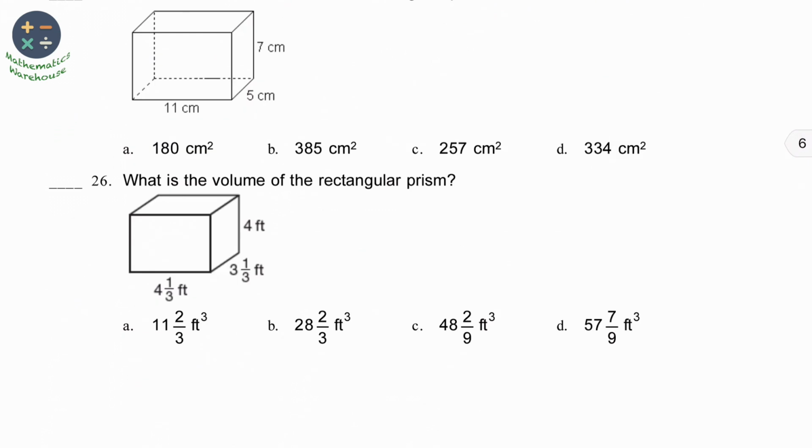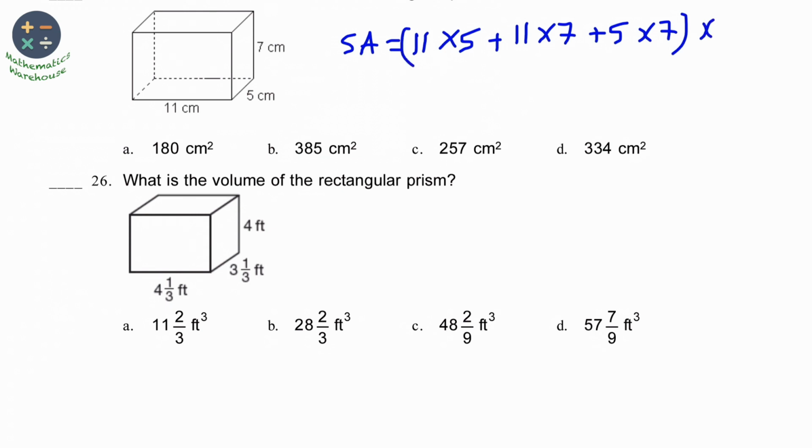Next question, what is the surface area of this triangular prism? Surface area, length times height plus length times width plus width times height all times 2. So it's 11 times 5 plus 11 times 7 plus 5 times 7 all times 2. So 11 times 5, 55, 11 times 7, 77, 5 times 7, 35, all times 2, so it would be 167 all times 2, which is 334. The answer D.